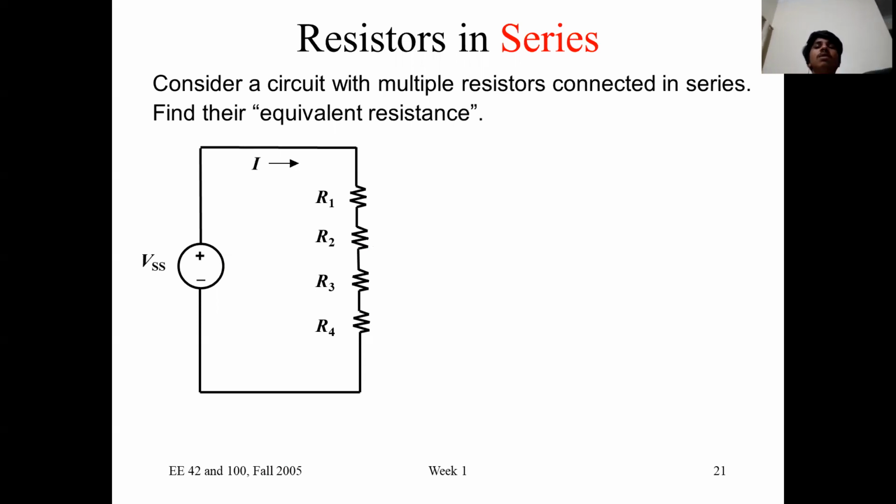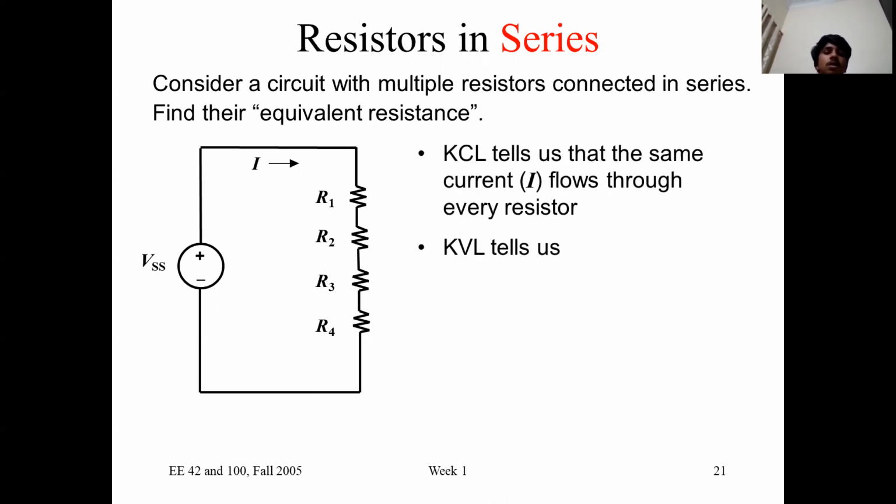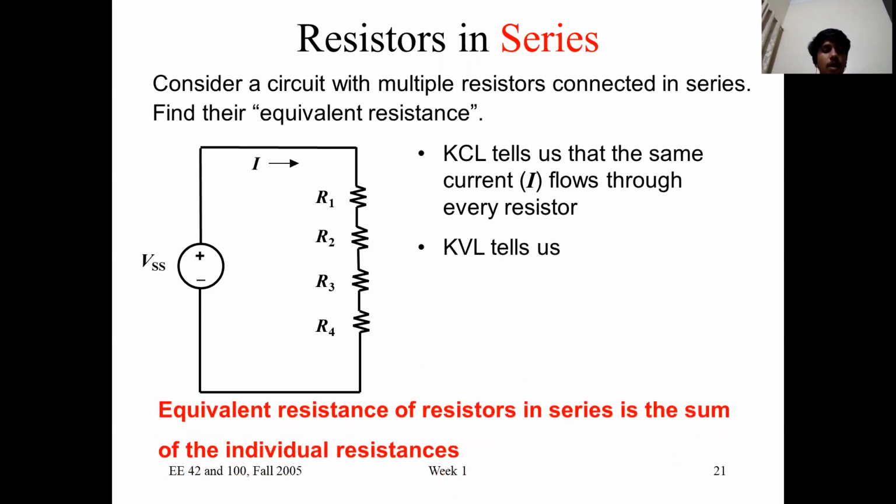Consider a circuit with multiple resistors connected in series. Find their equivalent resistance. KVL tells us the same current flows through every resistor. The equivalent resistance of resistors in series is the sum of the individual resistances.